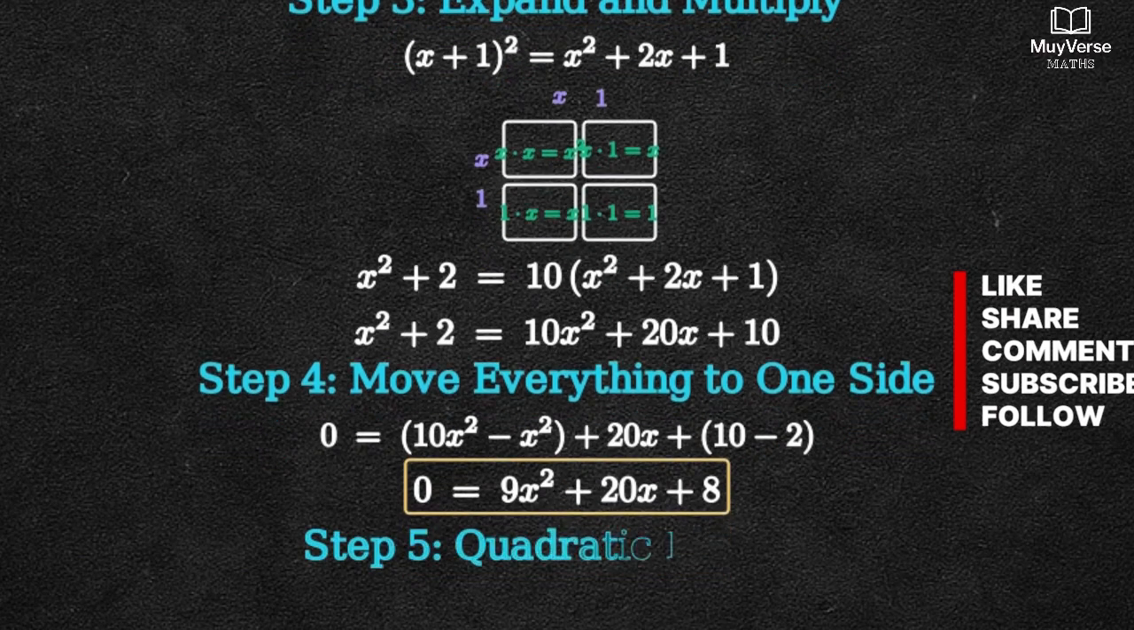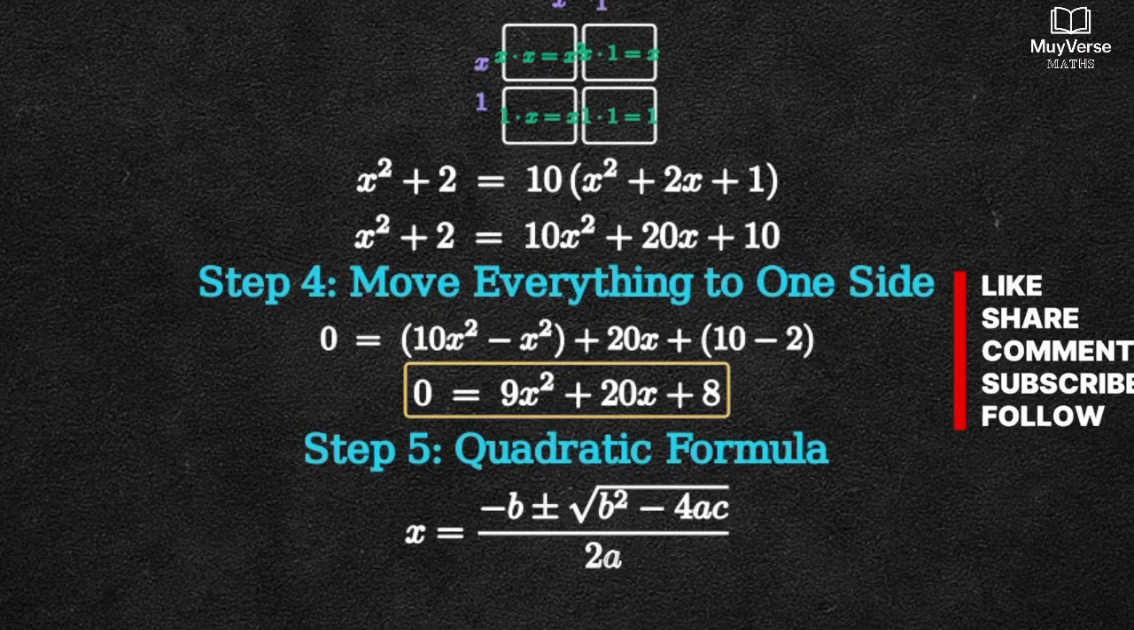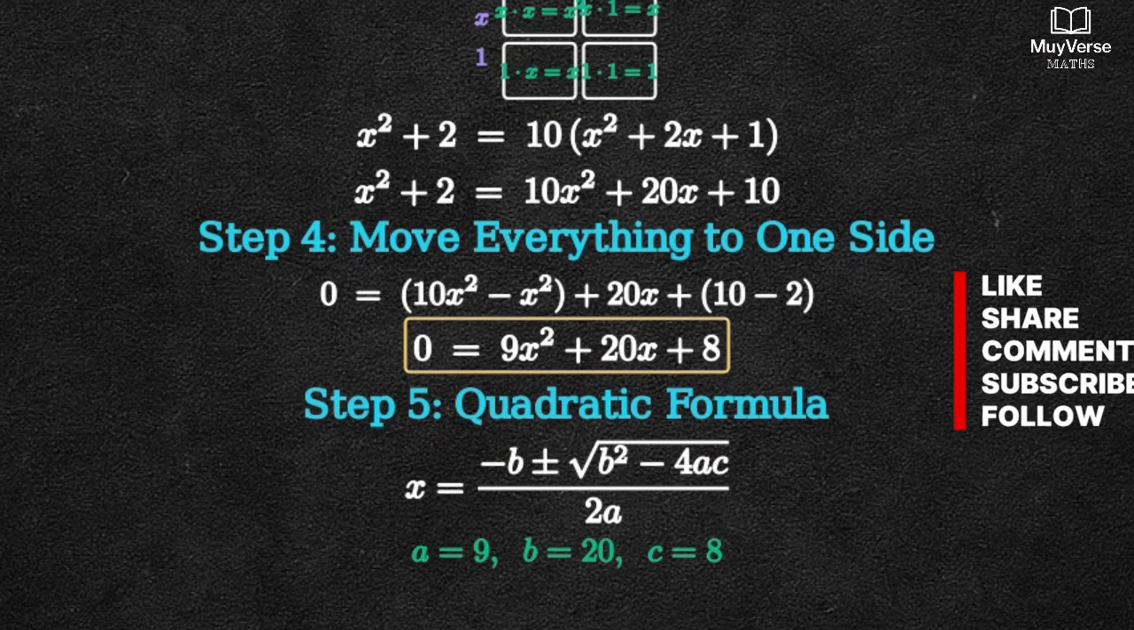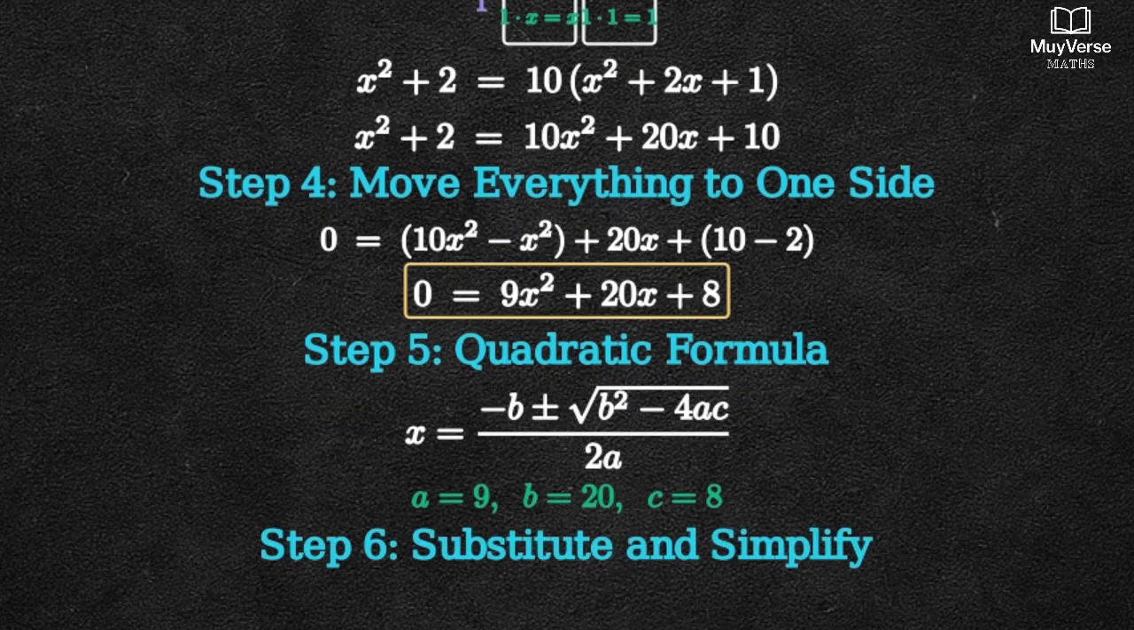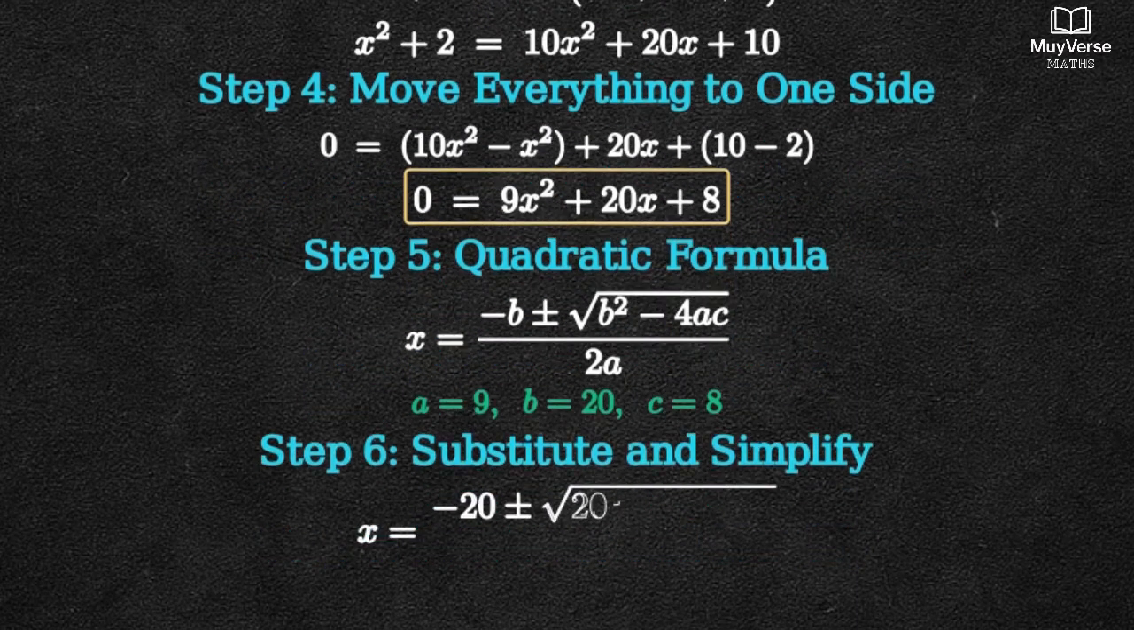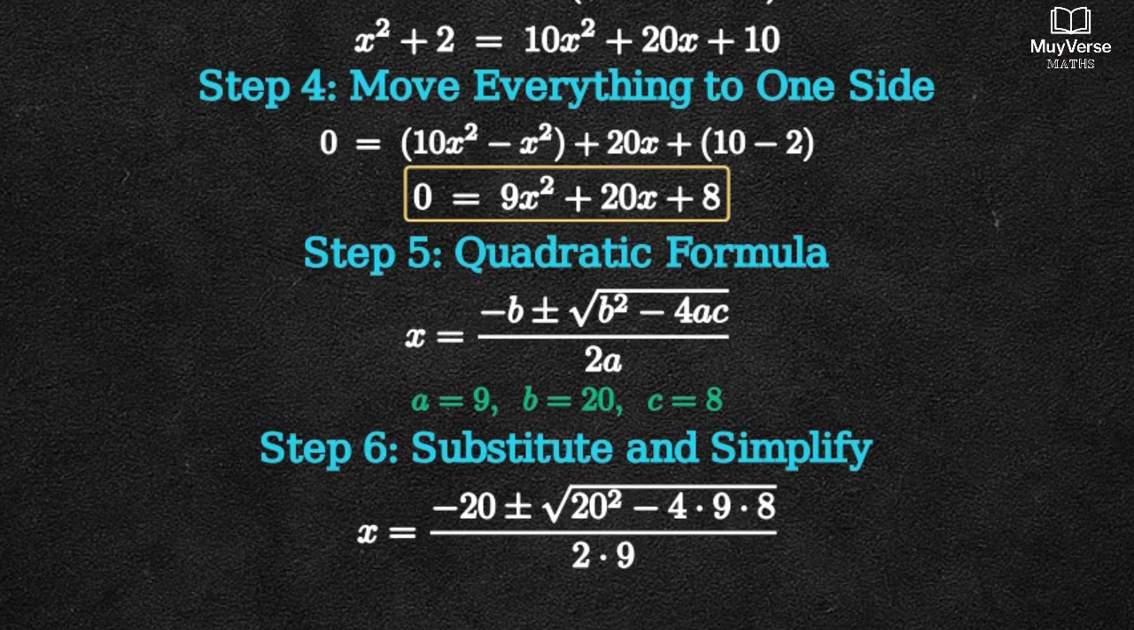Step 5. Use the quadratic formula. x equals -b plus or minus the square root of b squared minus 4ac, all over 2a, for a equals 9, b equals 20, and c equals 8. Substitute the coefficients and simplify carefully. Replace a, b, and c in the formula.